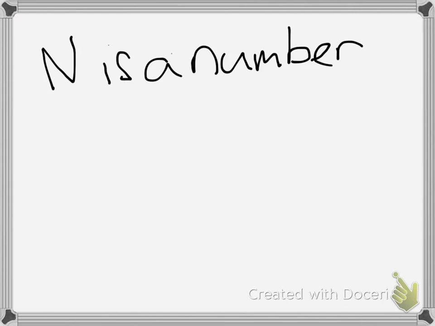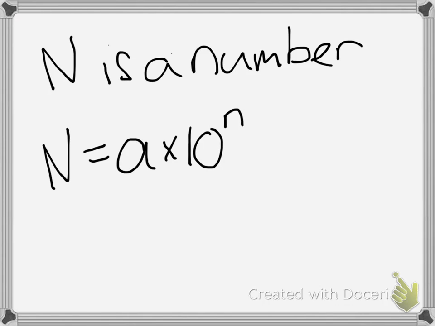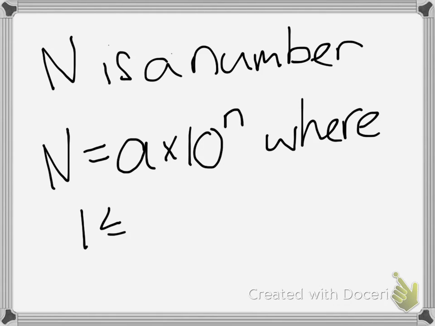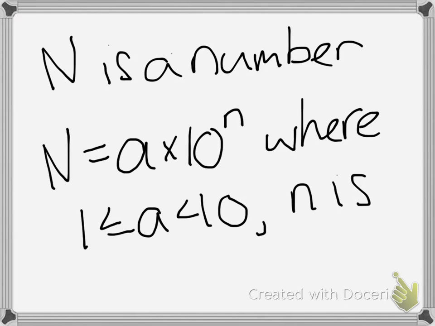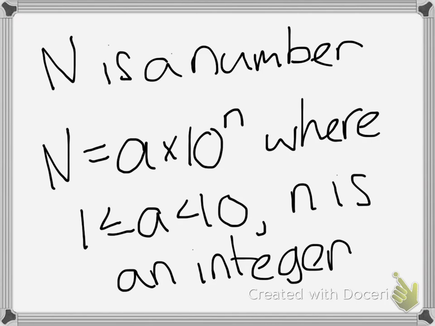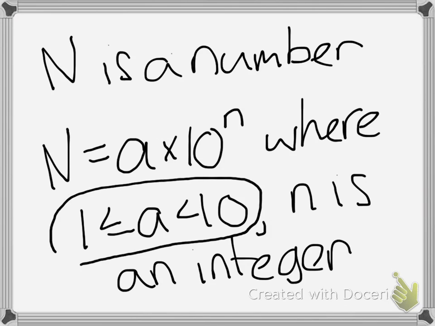Then if I want to write it in scientific notation, I need to write it as a times 10 to the n, where a is in between 1 and 10, and n is an integer. So a cannot be 10. A can be 1. A has to be in between those two.